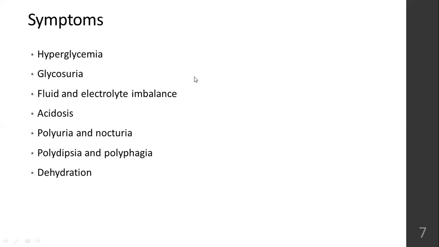Then dehydration. As the glucose level rises, the cellular fluid becomes hypertonic in nature. It will leave the cells, and when there is a lot of loss of water and electrolytes from the kidneys, automatically the body gets dehydrated. And even if you're not keeping up with your thirst mechanism, the body will go into a state of dehydration.